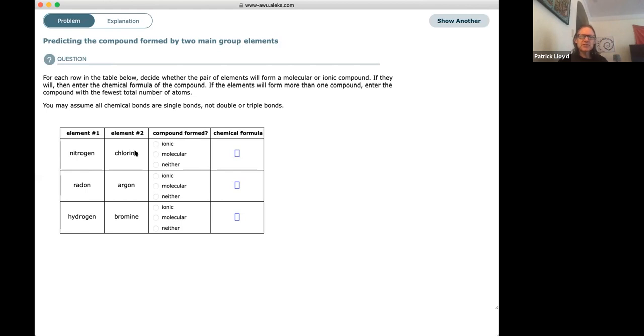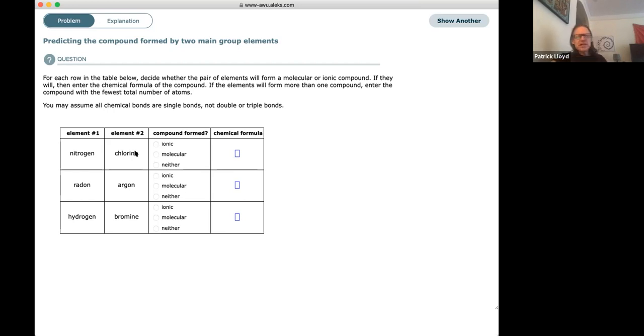Okay, the first one has nitrogen, non-metal, chlorine, non-metal. So that's molecular. Molecular compounds are nonmetals. And then same thing, nitrogen, how many electrons does it need? Chlorine, how many electrons does it need? The nitrogen needs 3, so it's going to bond to 3 other atoms. The chlorine is in group 7A, it only needs 1 electron, it's going to bond to 1. So it's pretty much the same idea as the previous one. You're going to write the formula, you don't have to give the name to it.